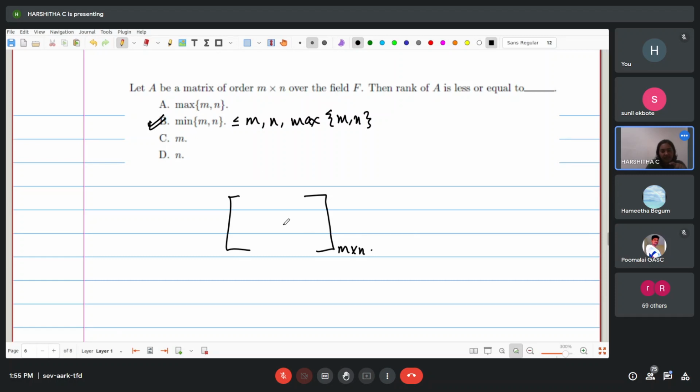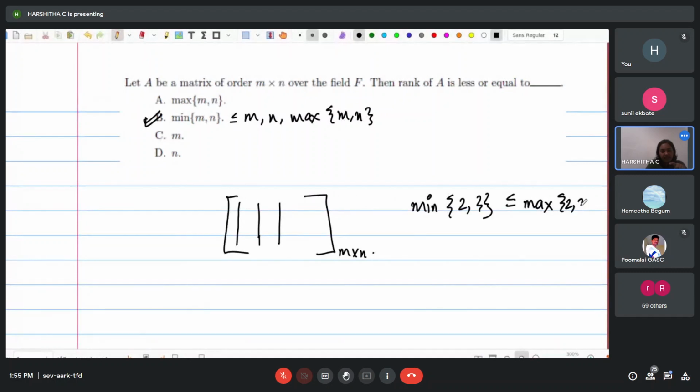So you can look at any of the definitions of rank that you know. If you want to look at it as, say, column rank, which means the dimension of the space. I have a question. How did you say that all the options are correct? Because if you look at the minimum of 2 comma 3, it is less than or equal to the maximum of 2 comma 3, right? Yeah, got it. And definitely it is less than or equal to each of the quantities.